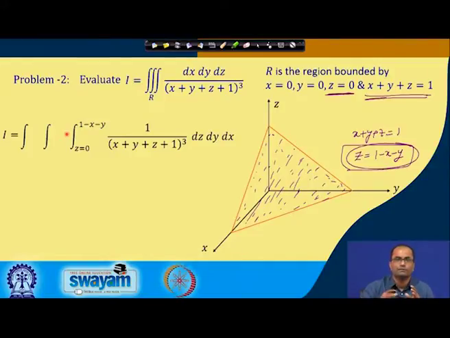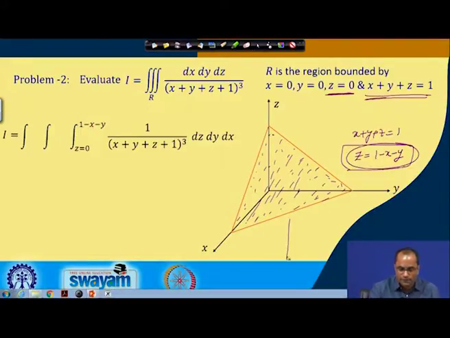Our volume we need to project now in the xy plane, because along the z axis we have computed the limits. So, z goes from 0 to 1 minus x minus y, and now if we project this in the xy plane, what will we get? If we have the x axis here and the y axis, then this will be the projection. This is cutting at x is equal to 1, here also at y is equal to 1. So, this is now the projection in this xy plane.